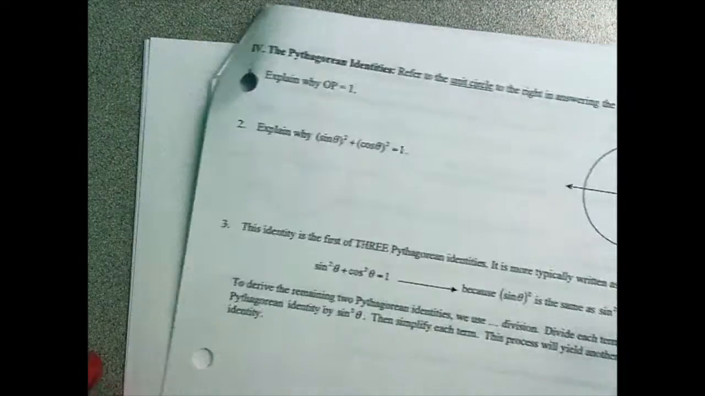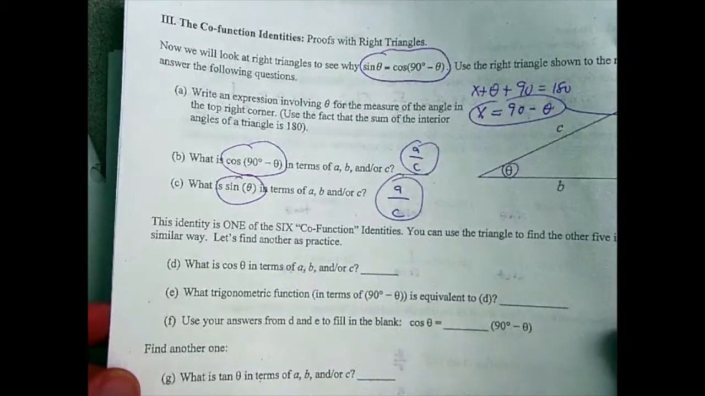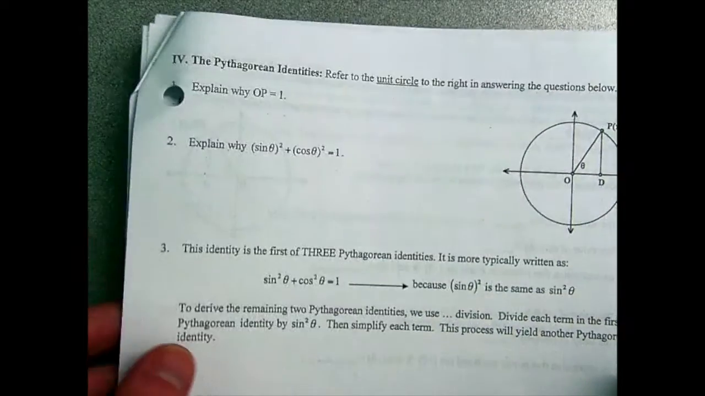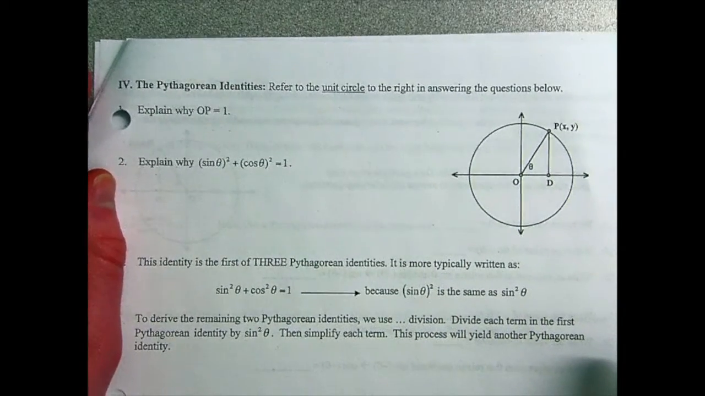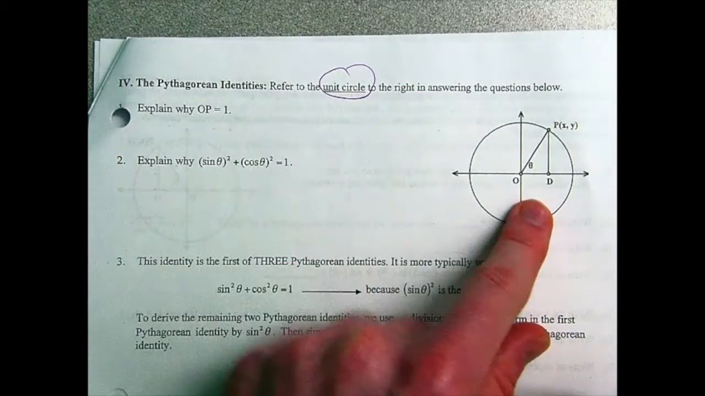Okay, so moving on. The Pythagorean identities. So the cofunction identities, I'll tell you, are sort of less important. They don't come up that much. The original identities we did, the reciprocal ones, and these Pythagorean identities are extremely important. So let's have a look at this diagram. It says explain, so refer to the unit circle to the right. So this thing is a unit circle.